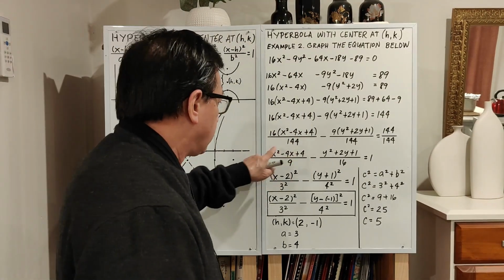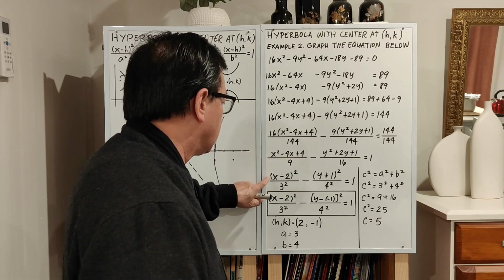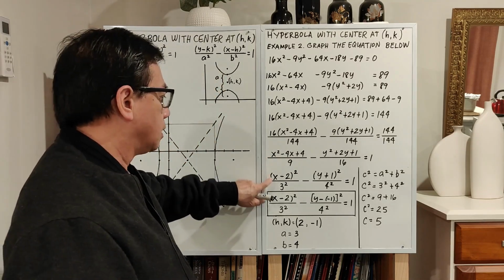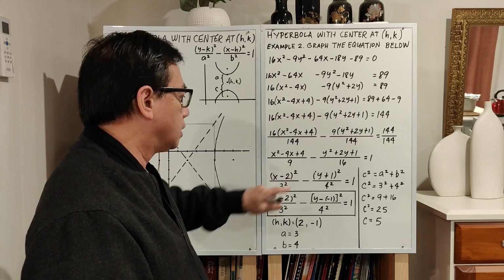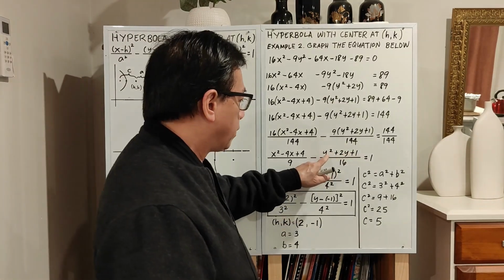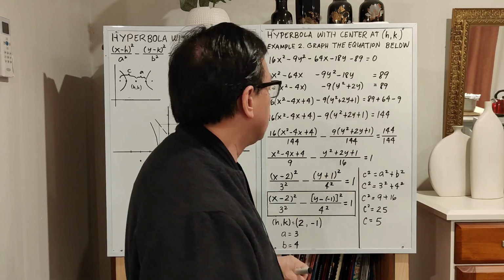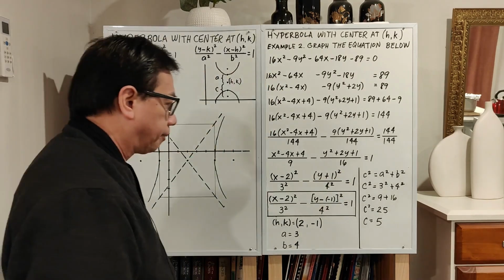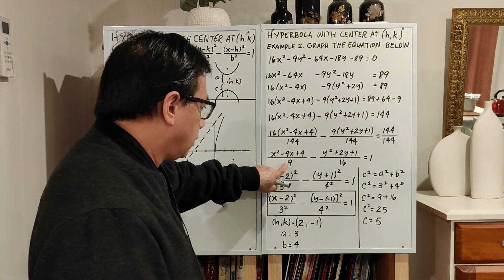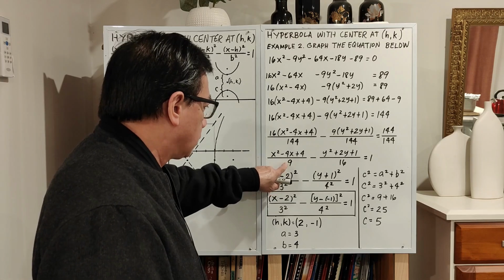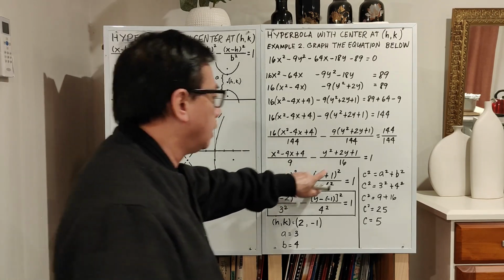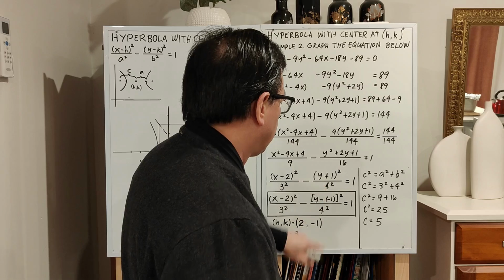Now this is a perfect square trinomial. We can rewrite this into this. It becomes x minus 2, the quantity squared. This one is also a perfect square trinomial. We can rewrite this into y plus 1, the quantity squared. We also need to make this into a square. So 9 will become 3 squared. 16 becomes 4 squared.